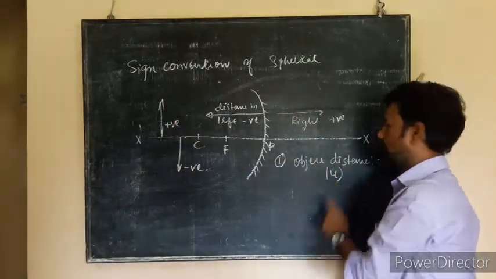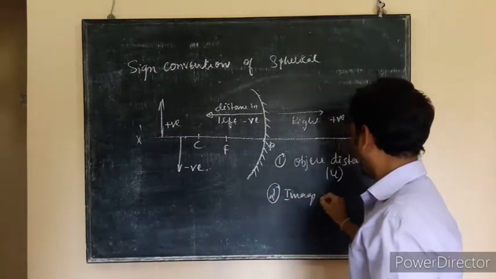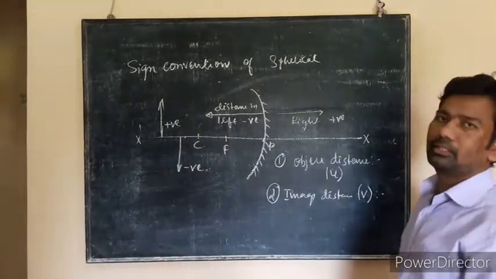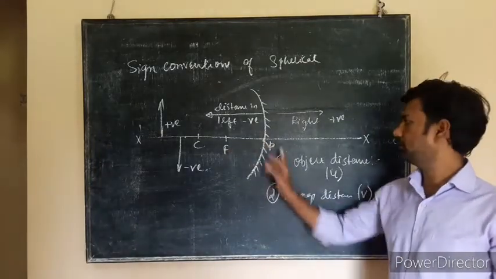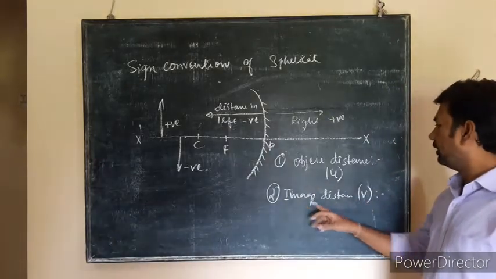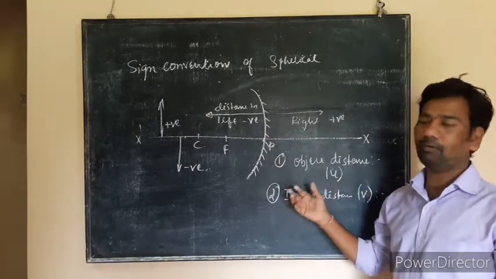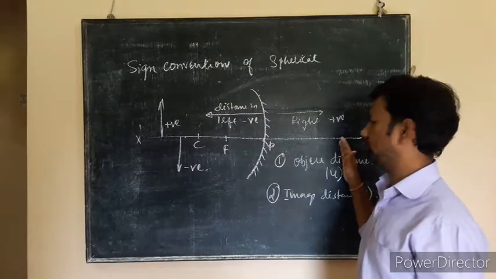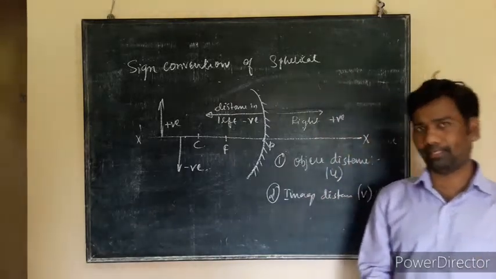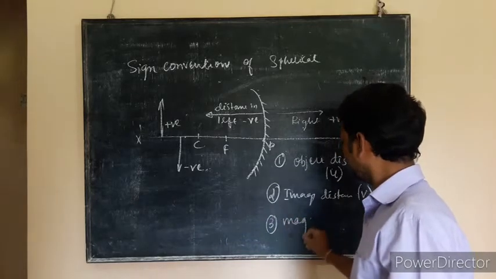Object distance u. Then second, image distance. Image distance is the distance between the pole and the image, and we denote it as v. It may be positive or negative according to your sign convention. Where your image is formed on the right hand side, it should be taken as positive. If it is on the left hand side, it should be negative.